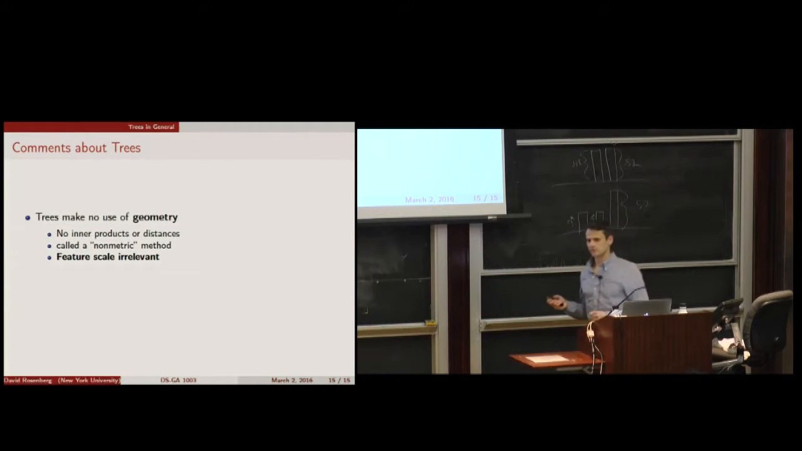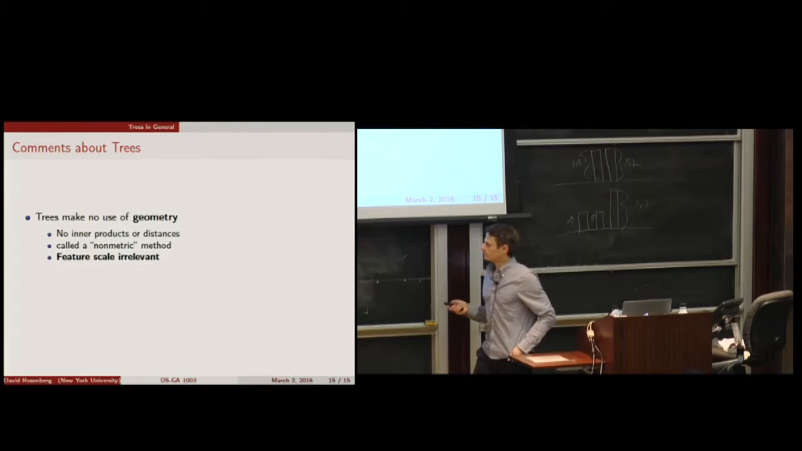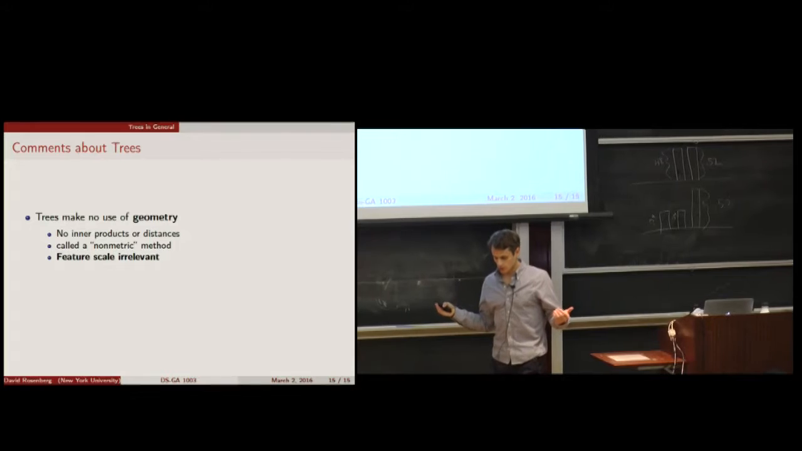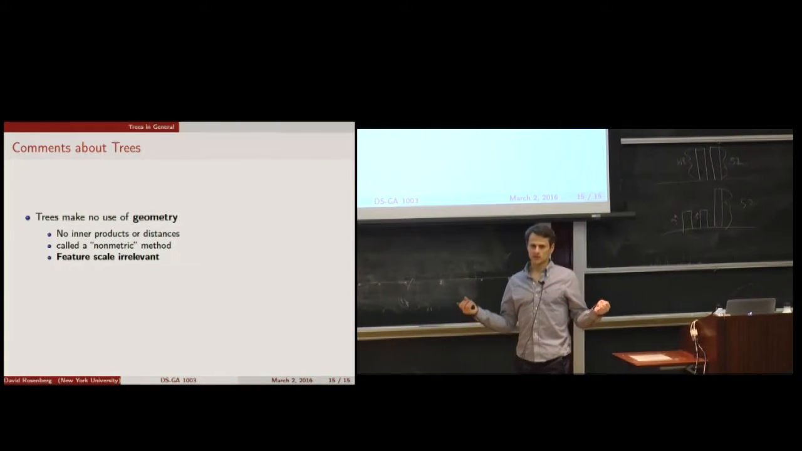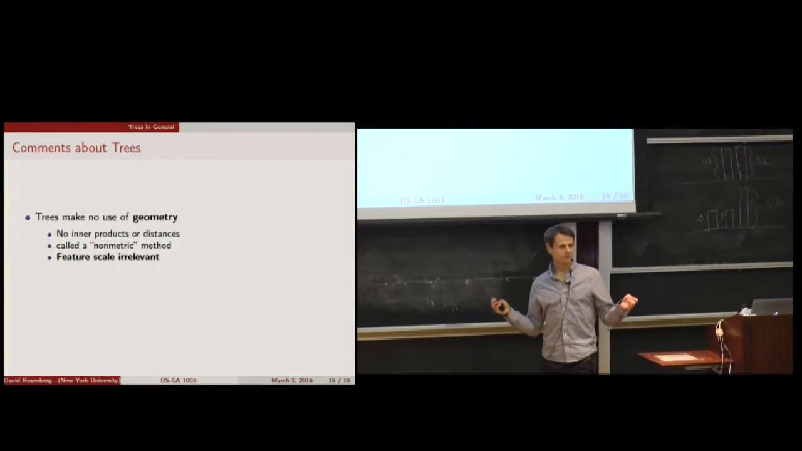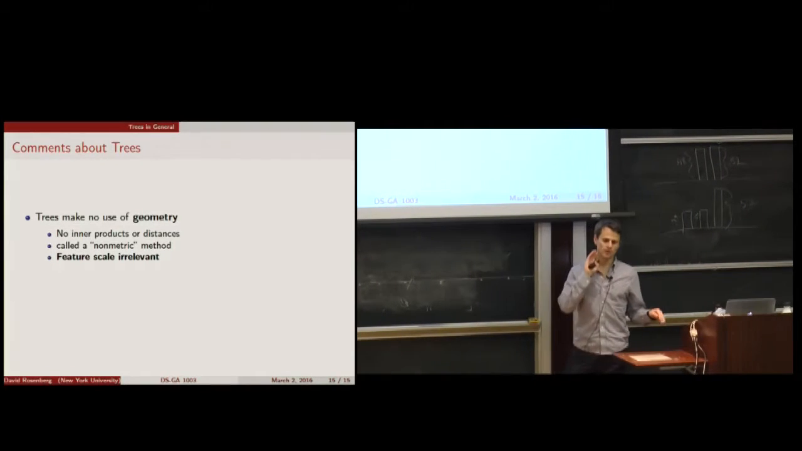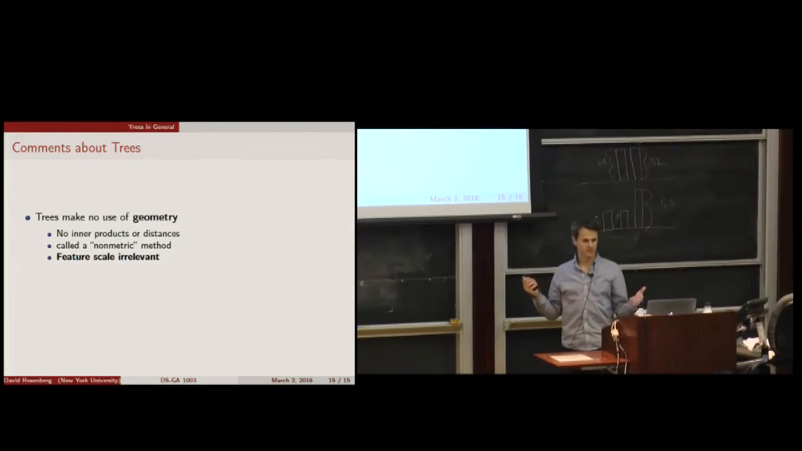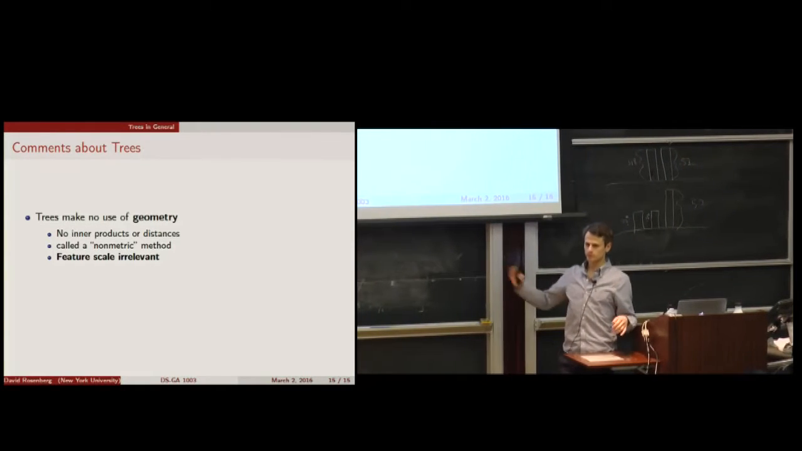Here's a very important thing. Feature scale is completely irrelevant. There's no measure of the size of a feature. So in particular, things like centering and scaling your variables or normalizing or whitening are completely irrelevant for features, as long as you're doing it with one feature at a time. Completely irrelevant for trees, because it doesn't care. It only cares about the ordering.